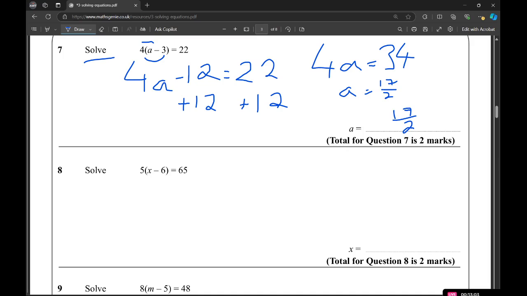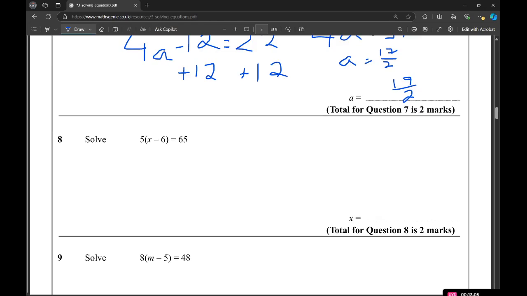Question 8. Okay. Step 1. Expand the bracket. So do 5 times x, 5 times minus 6. 5 times x makes 5x. 5 times minus 6 makes minus 30.